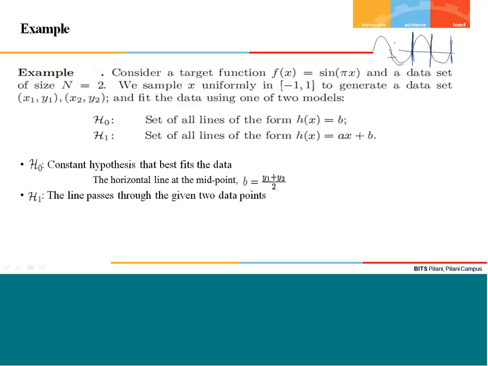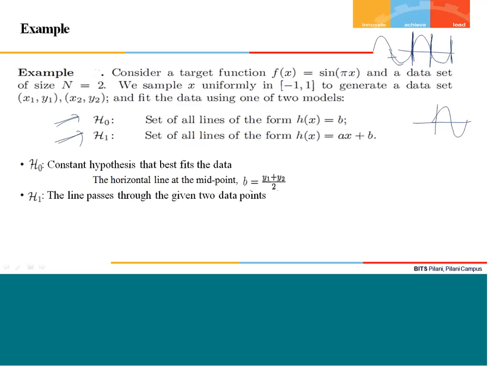To generate a data set, x1, x2, and fit the data using one of two models. So let's say we have two hypotheses, h0 and h1. Every time we take two data points from this sine function, 2 points at a time, and we try to fit the models one by one. First we try to fit h0 and then we try to fit h1.